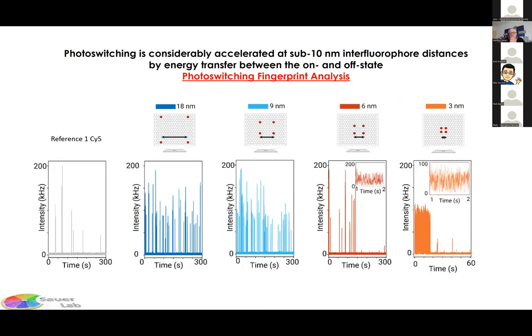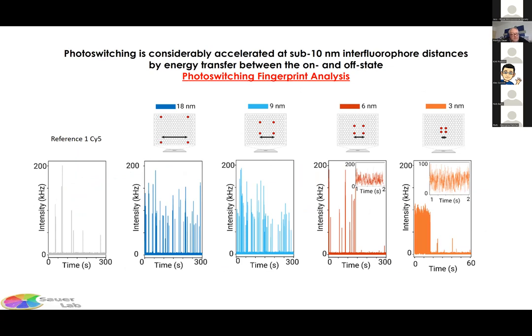I mean, now we did these dSTORM experiments. We do it typically with a few milliseconds, 5 milliseconds integration time per image. So we thought about, let's go to a confocal single molecule microscope and investigate this in more detail here. And on the left-hand side, you see the reference structure.